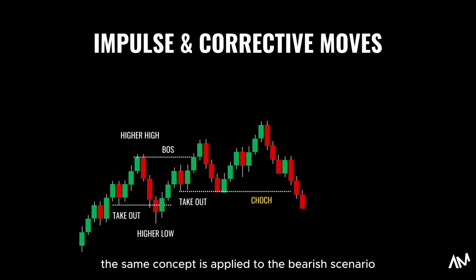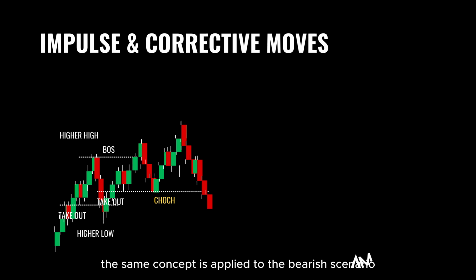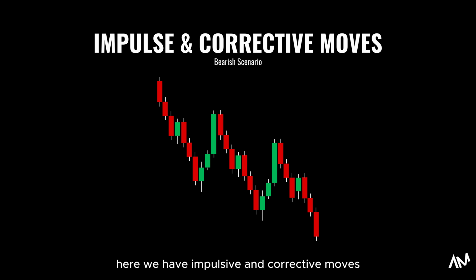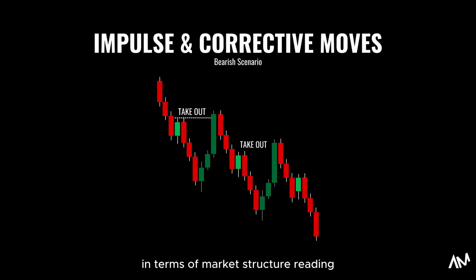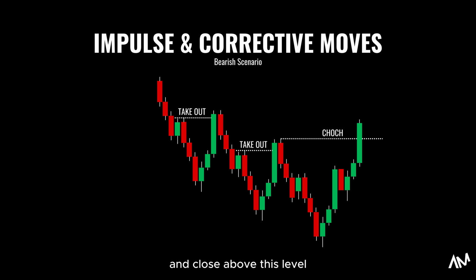The same concept is applied to the bearish scenario. Here, we have impulsive and corrective moves in terms of candlestick. These moves are corrections in terms of market structure reading since they have taken out the liquidity above the minor structures defining the lower highs. The change of character occurs if we get a break and close above this level.